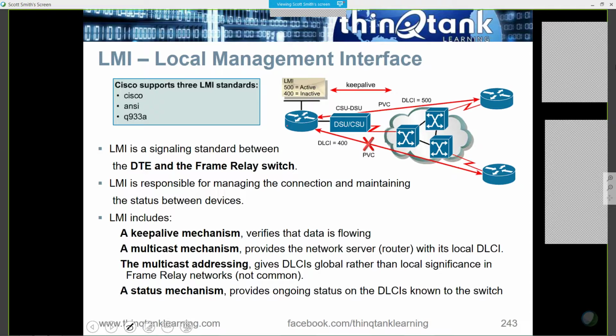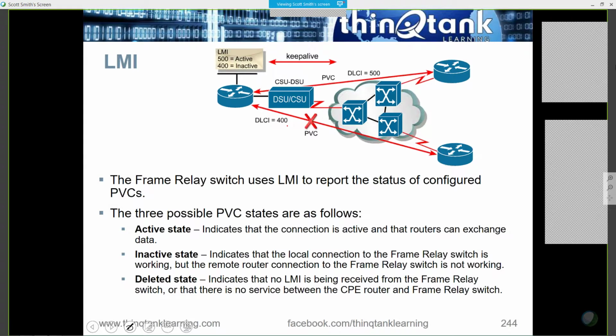So LMI is used to determine the status of the frame relay circuit. This is on the test. Very important. 3 states that a PVC can be in. Active, that's a good state. Active is great. If you deal with BGP, active is bad, so just remember that. And in frame relay, active means everything is working.